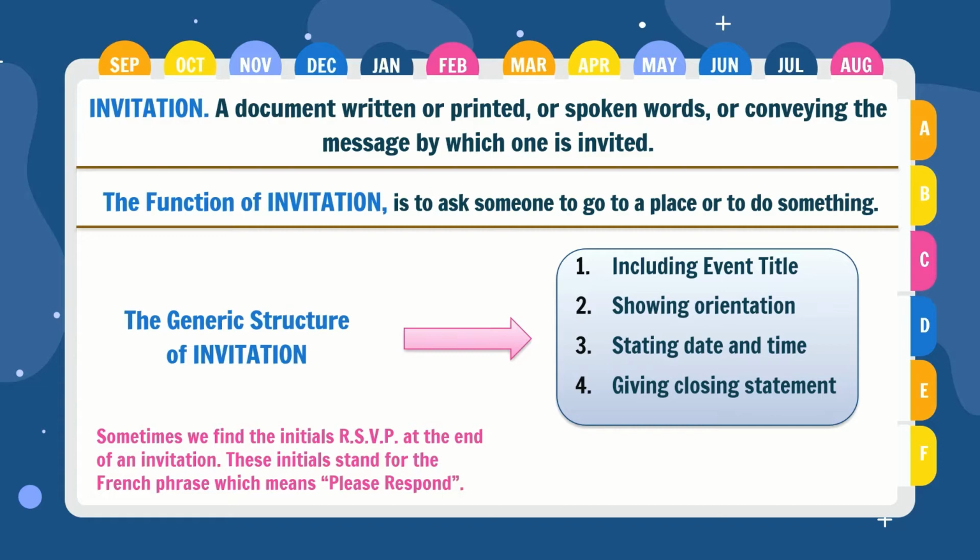Let's continue to the generic structure of an invitation. The generic structure of invitation is, first, including event title. That means including the purpose or type of event that will be held. Second is showing orientation. That means you must inform about what will or who will come. Third is stating date and time. That means including when or where the event will be held.